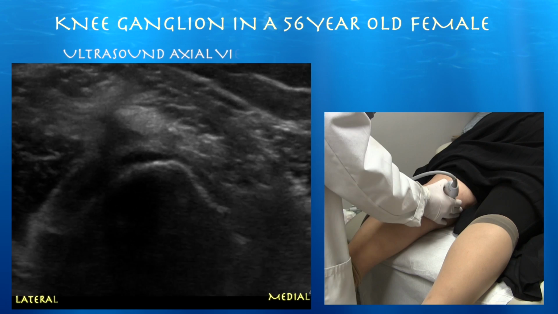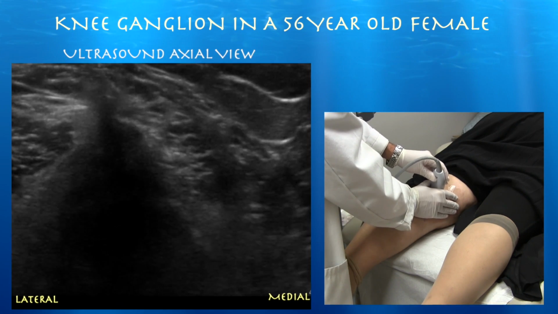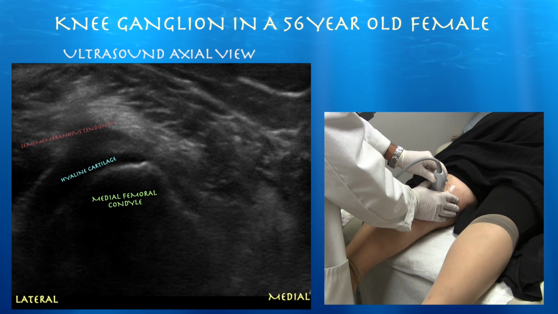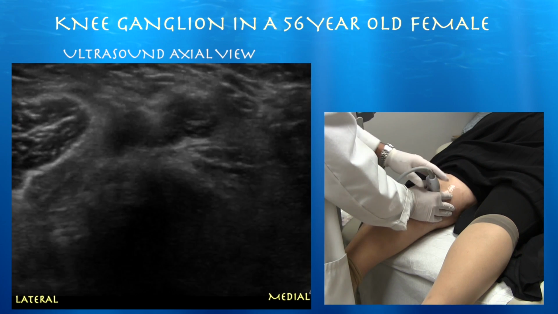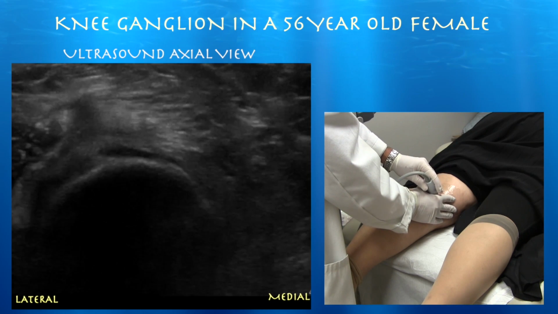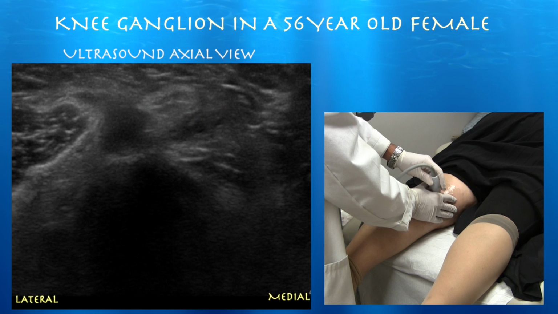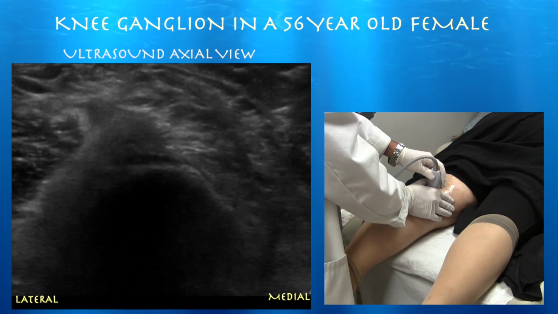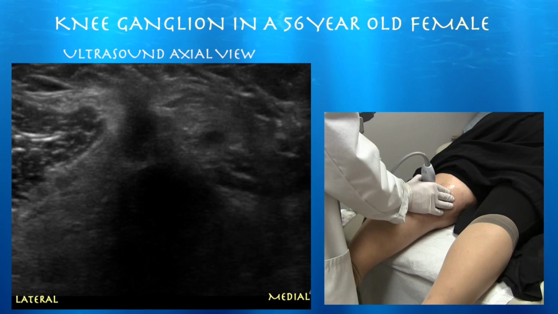Right side of the screen is medial. Here we are, we're looking at the semimembranosus tendon, anisotropy of the tendon as we toggle the probe. Here again, we're right above the joint line. You see the semimembranosus tendon, and then you can see to the left the medial gastrocnemius tendon. You may mistake this for a cyst because of the anisotropy. I go a little bit lateral, you can see that medial gastrocnemius muscle.